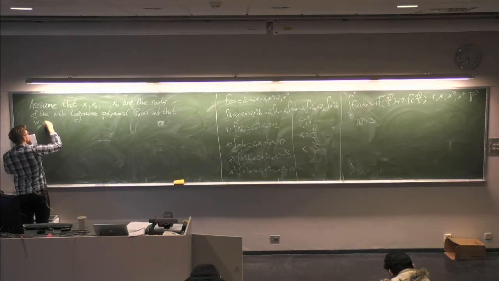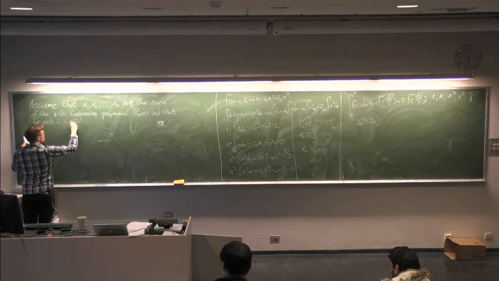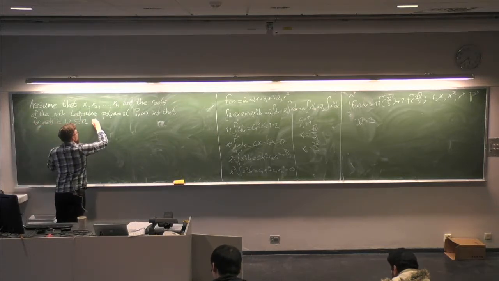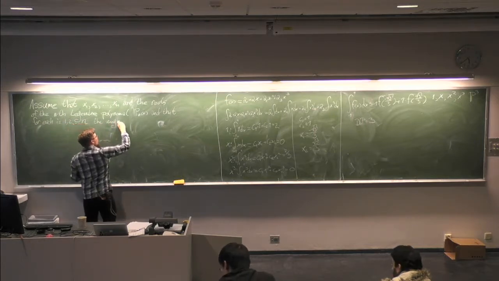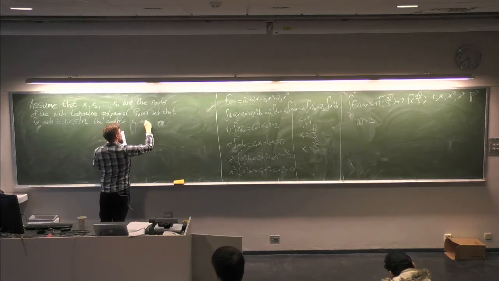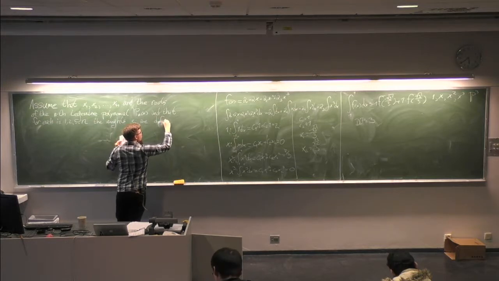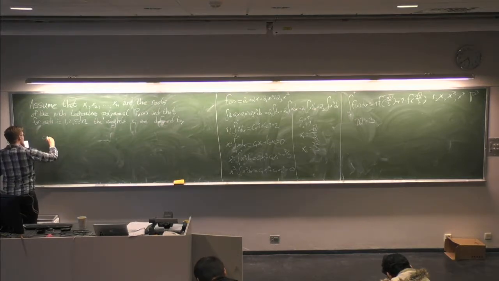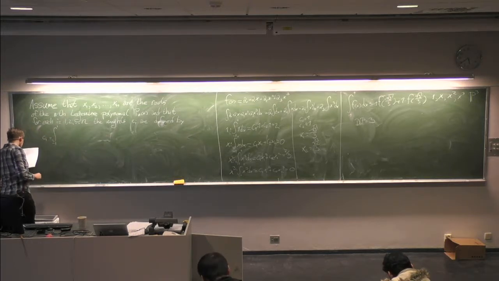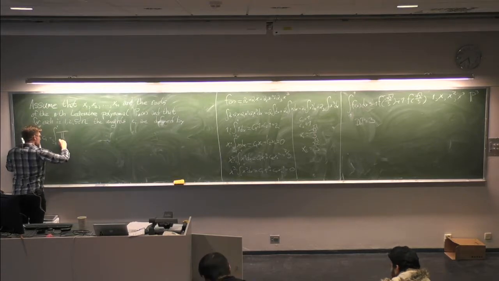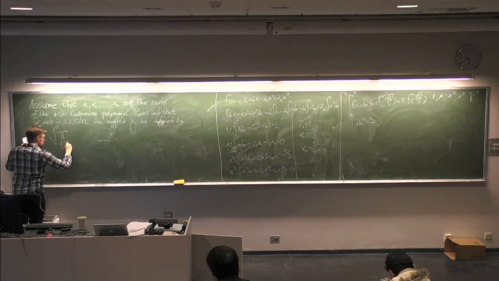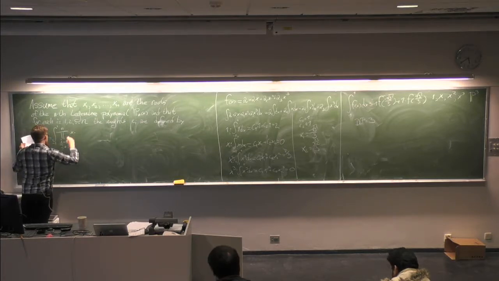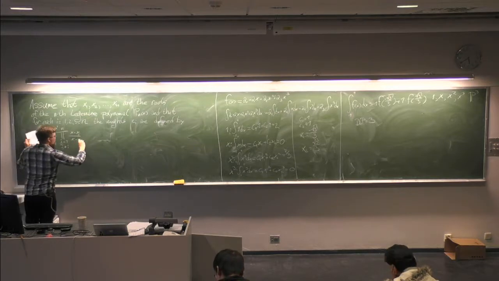For each i from 1 all the way up to n, the weights c_i are defined by c_i, the integral from -1 to 1 of the product over j equal 1, j not equal to i, to n of (x minus x_j) over (x_i minus x_j).